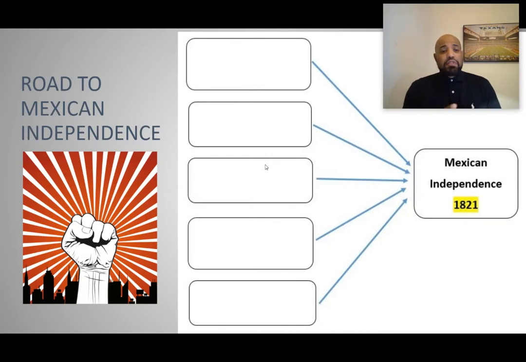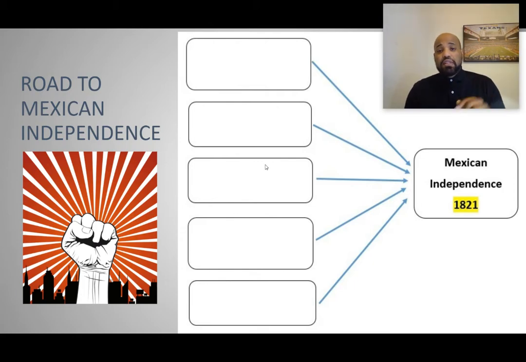Now, as we talk about this road to Mexican independence, there are going to be 5 major reasons that led to Mexican independence. By the way, in social studies, when you see a chart like this, notice there are arrows, and the heads of the arrows are pointing to one thing. That means these are all causes. So there were 5 causes that we're going to focus on as it relates to Mexican independence.